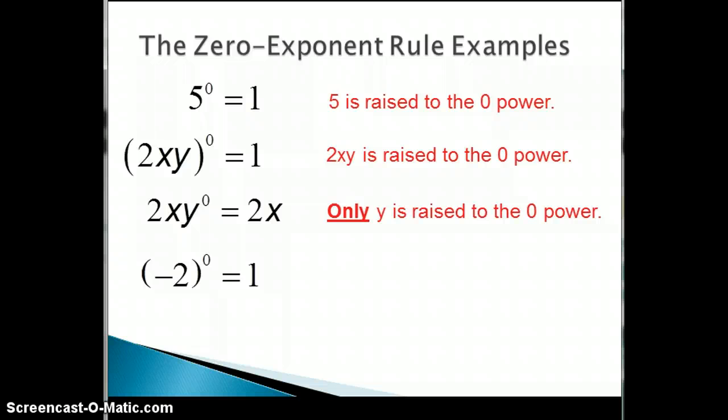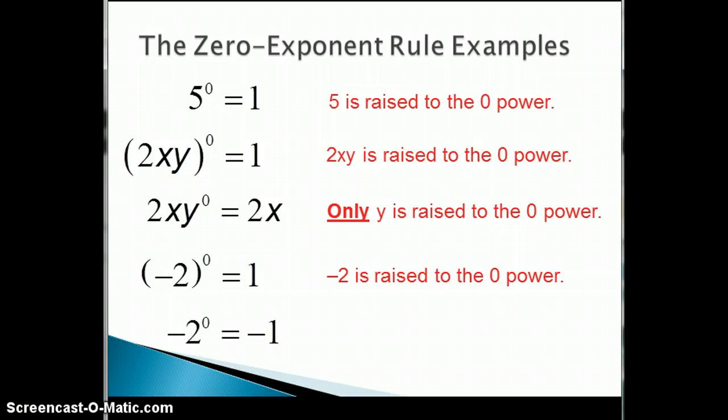Here's another example that has parentheses. So it's saying to take that real number -2 and raise it to the 0 power. -2 is just some real number, so again we apply the zero exponent rule and we see that we just get 1.